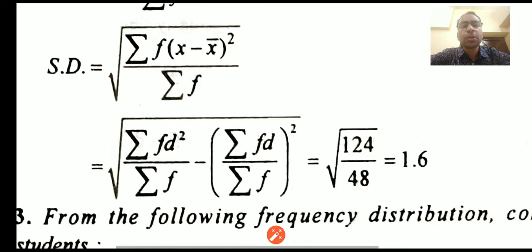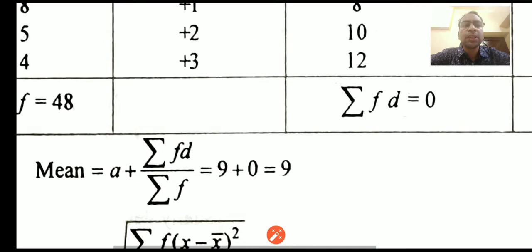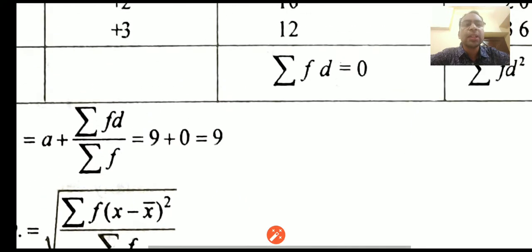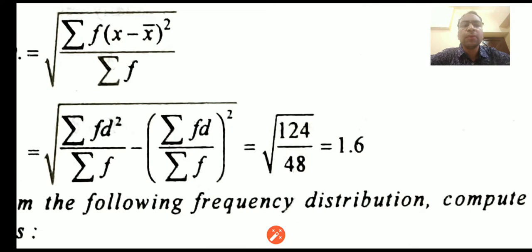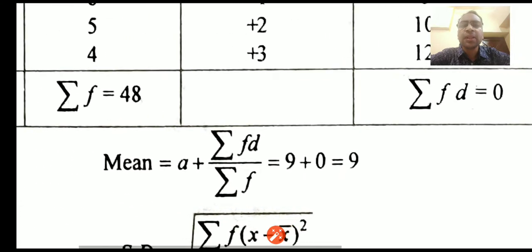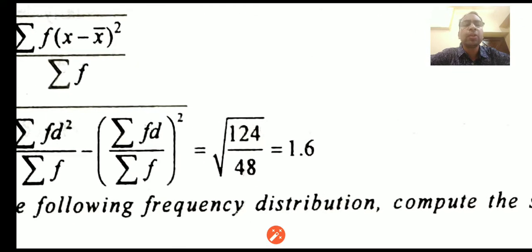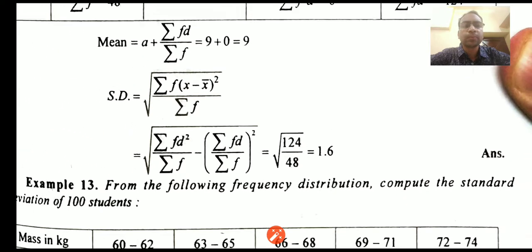So we'll substitute the values. If you remember, what is sigma fd? That was 0. So the second part comes to 0. Sigma fd square is 124. So this is 124 upon sigma f, which is 48. So we'll take 124 upon 48 under root. So this comes to about 1.6.